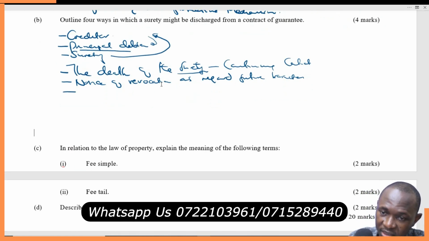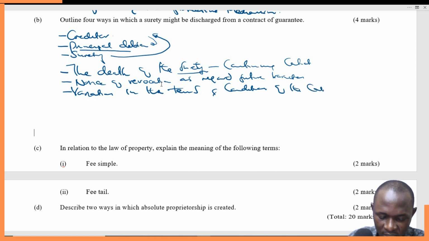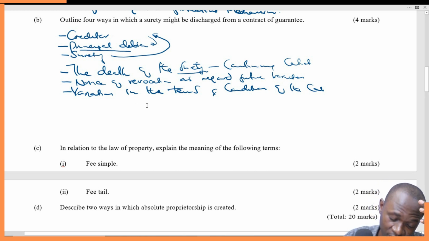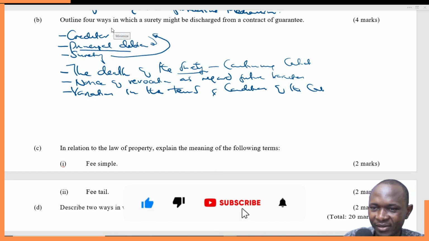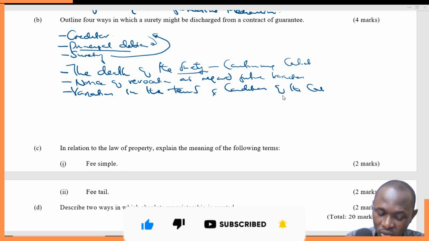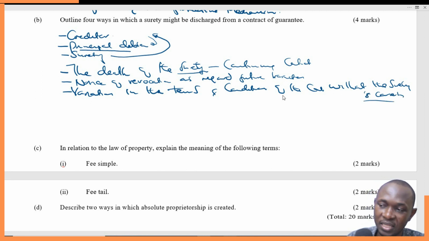Then variation in the terms and conditions of the contract. Variations in the terms and conditions of the contract without the surety's consent, this is very important, without his consent. If it's with his consent, then there's no problem, but without his consent, then this can lead to discharge of the contract from being active.